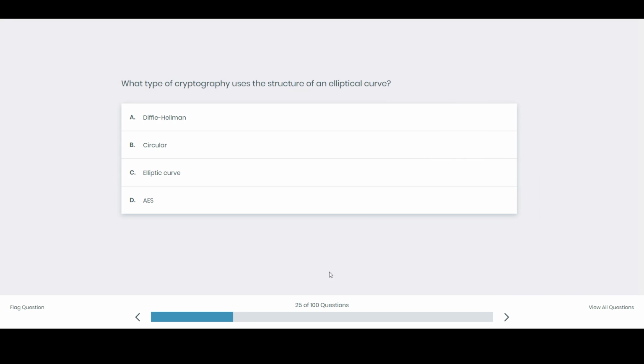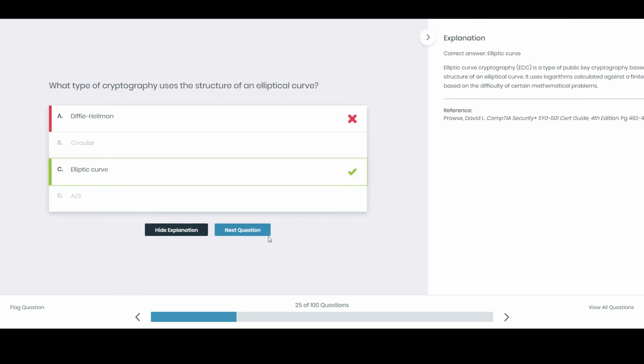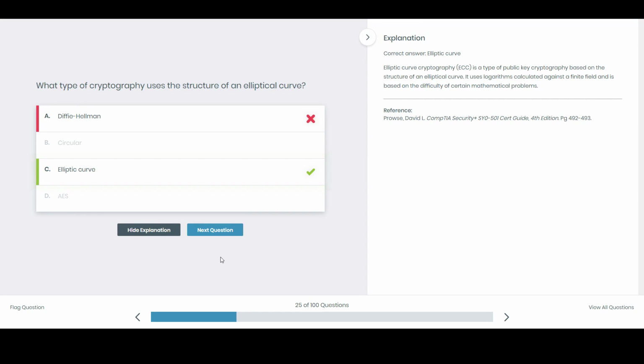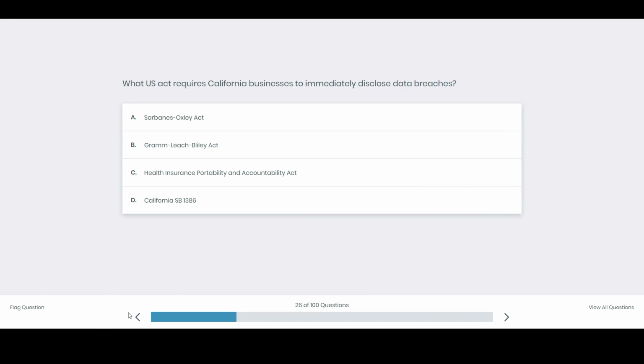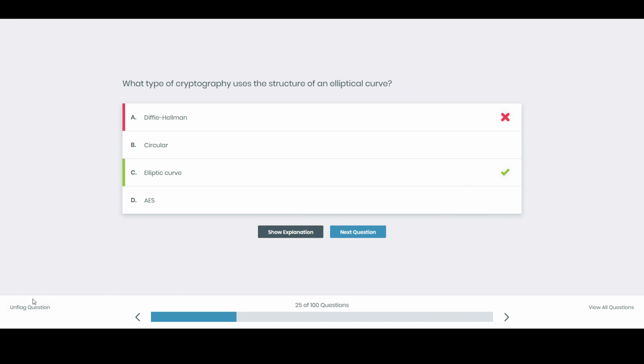What type of cryptography uses the structure of elliptical? Elliptical. Yeah, this one, the Diffie-Hellman, I think. Oh, what? Elliptical curves is a public key cryptography. Okay, I know. Sorry for that one. We need to plug this question so we can review later.